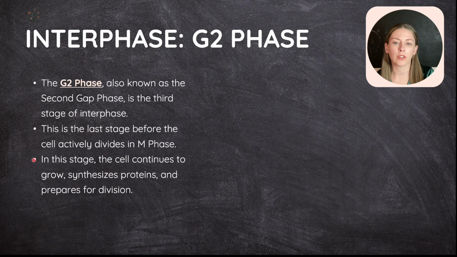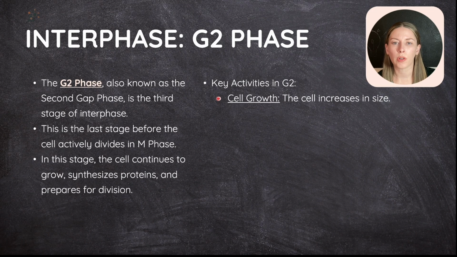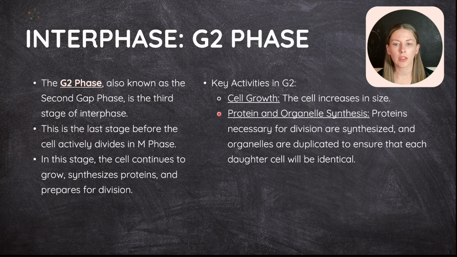One of the main activities during G2 is continued cell growth. The cell increases in size and builds the materials it will need to divide. Not only that, the cell will also synthesize proteins required for division, and organelles are duplicated so that each daughter cell will have the structure it needs to function.